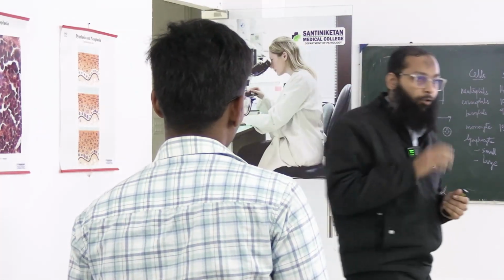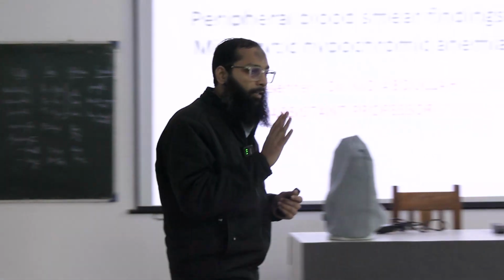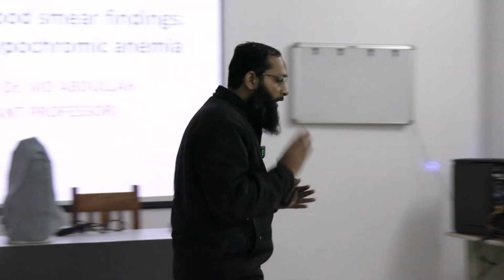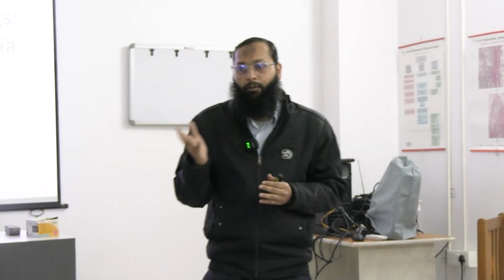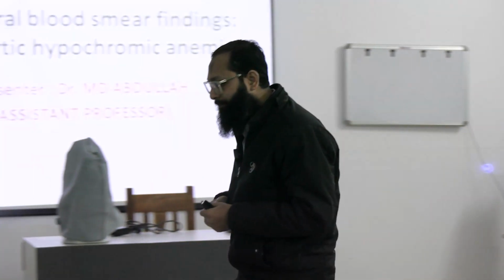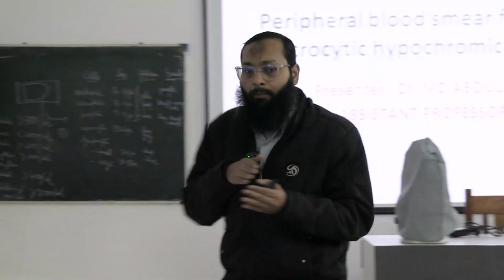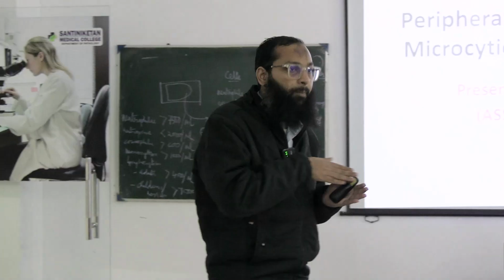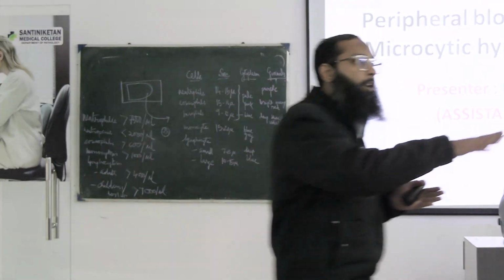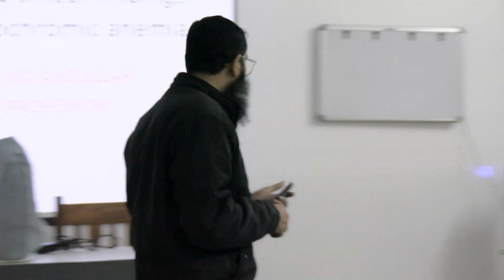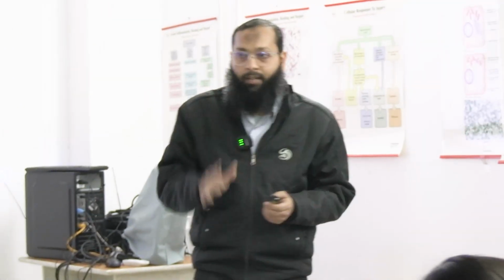Yes, very good. It should be 30 to 45. Ideally it should be 30 degrees, but 45 degrees is also okay. Then with a uniform speed, you have to spread up to the end of the slide. So this is the ideal way of making a peripheral blood smear.